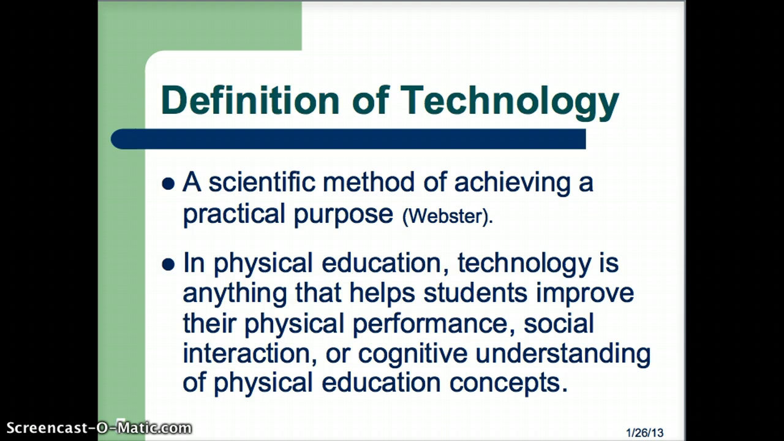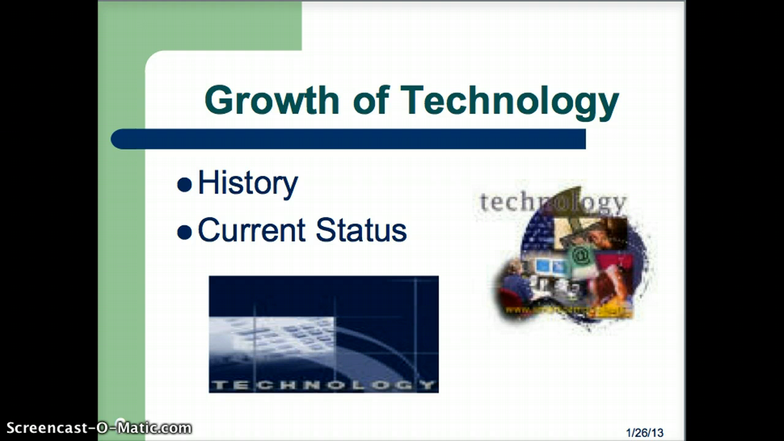Every other class talks about cognitive, but ours also talks about the social interaction, which is the affective, the thoughts, the feelings, the sportsmanship, those things, and also the physical performance, the psychomotor. That, of course, is not evident in most other disciplines. When we discuss the growth of technology, we'll talk about the history and then where we are today.